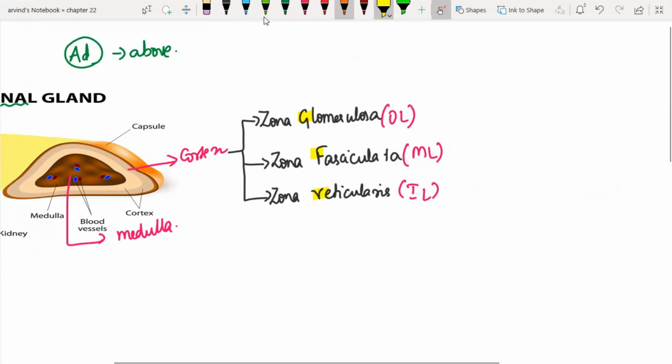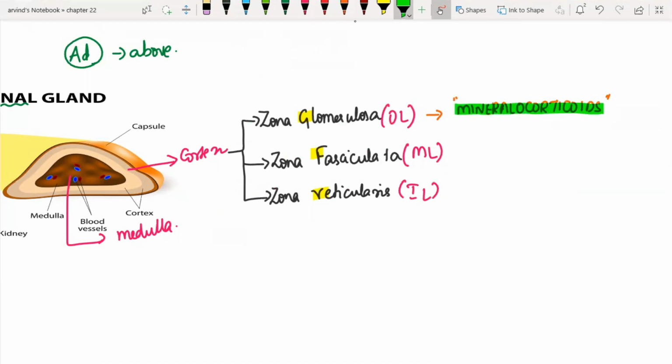With respect to zona glomerulosa, we have got an important group of hormones called mineralocorticoids that are concerned with this layer. So the zona glomerulosa of the adrenal cortex secretes a group of hormones called mineralocorticoids. What is the most important mineralocorticoid? It's your aldosterone. Again, we will be studying it in regulation of excretion. It's an important question. So the main mineralocorticoid is your aldosterone. Next, zona fasciculata is the middle layer. It is concerned with secretion of a group of hormones called glucocorticoids.